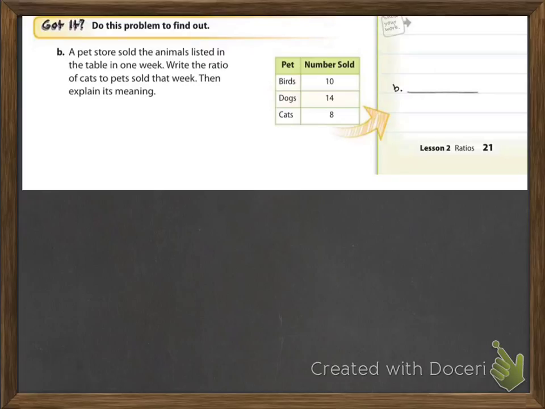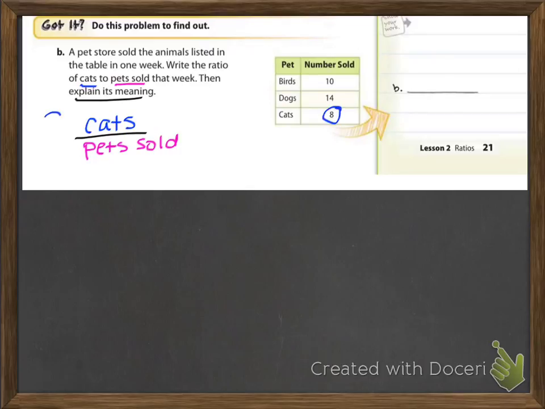Welcome back. Hope you did well. It says a pet store sold the animals listed in the table in 1 week. Write the ratio of cats to pets sold that week, then explain its meaning. Okay, because they want you to explain as well. So let's start with cats. So we're going to write the word cats right here. And then we know it's going to be comparing it to the total pets sold. So pets sold.